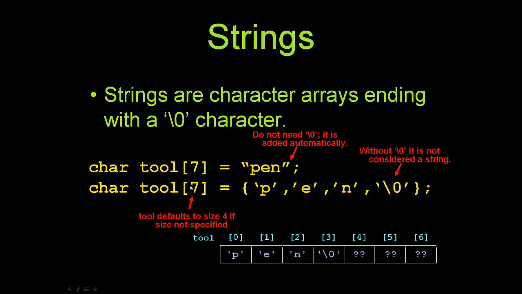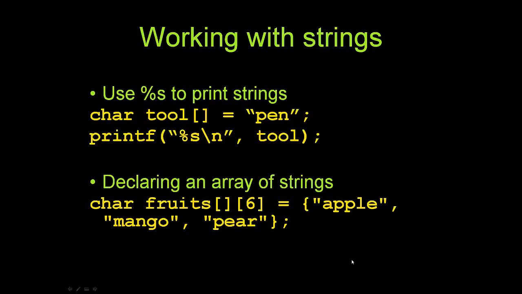If you don't put a 7 here, you default to size 4. And this is what you get in memory. You have pen\0 and you have 3 more blank characters. They can be anything because you're not initializing them. Essentially, to print strings, use this %s. For example, if you do printf("%s\n", s2), s2 is pen, so you print pen.